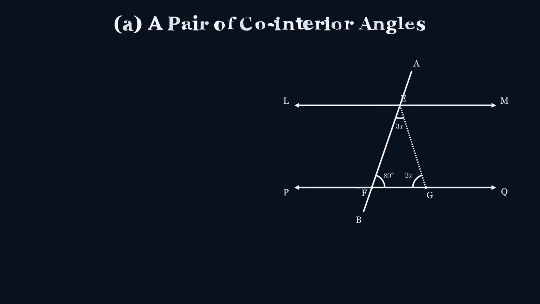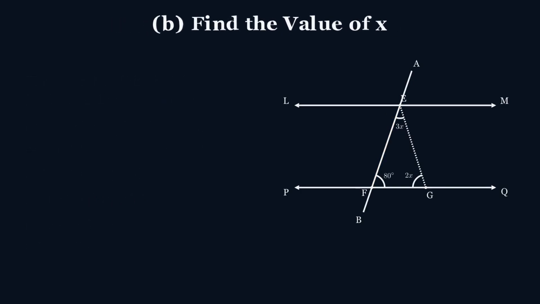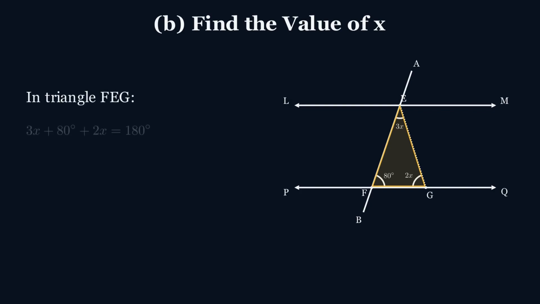Question B. Find the value of x. To find the value of x, let's look into the shaded triangle FEG. So, in triangle FEG, 3x plus 80 degrees plus 2x equals 180 degrees, because the sum of all angles of a triangle equals 180 degrees.